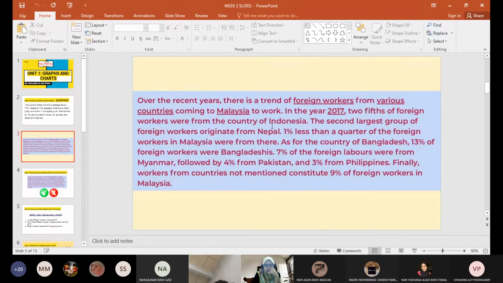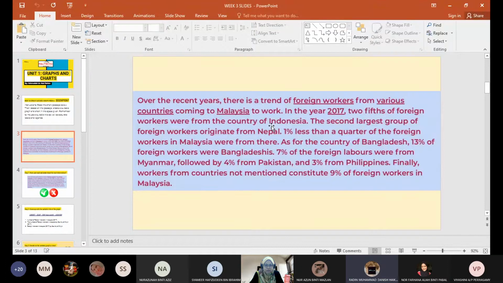Okay, can anyone read this? Radin, can you read this? Okay, try reading. Over the recent years, there is a trend of foreign workers from various countries coming to Malaysia to work. In the year 2017, 2/5 of foreign workers were from the country of Indonesia. The second largest group of foreign workers originate from Nepal. 1% less than a quarter of the foreign workers in Malaysia were from there.